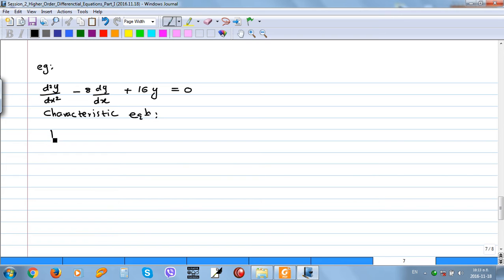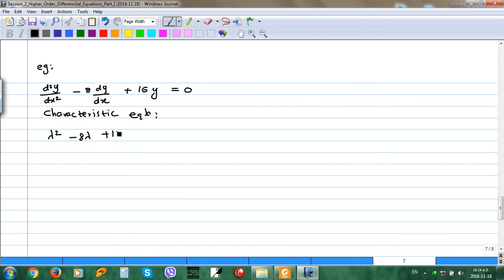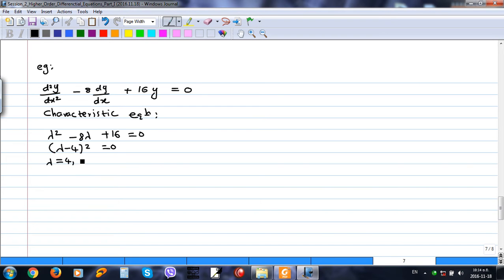So lambda squared minus 8 lambda plus 16 equals 0. Here you can write (lambda minus 4) to the power 2 equals 0. Then you can find the two answers, lambda equals 4 and 4. So then we can write the general solution.